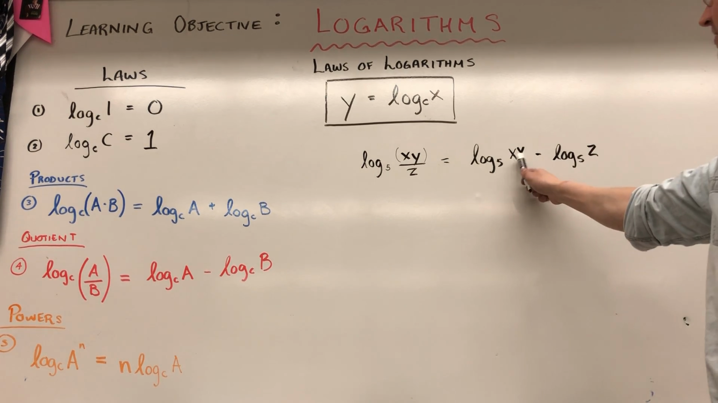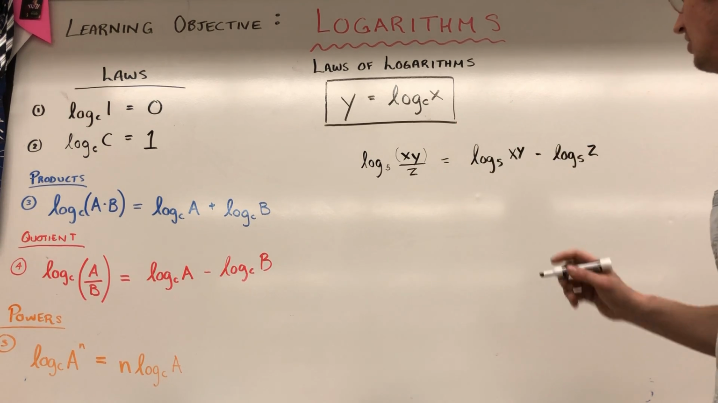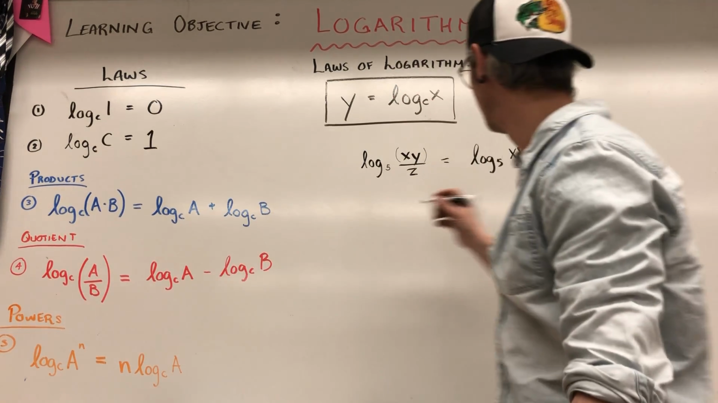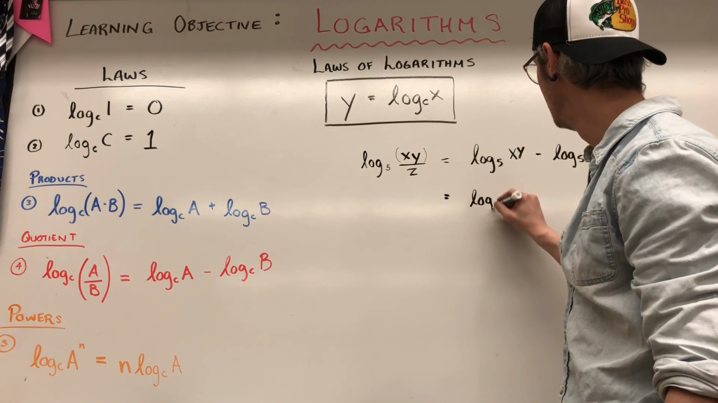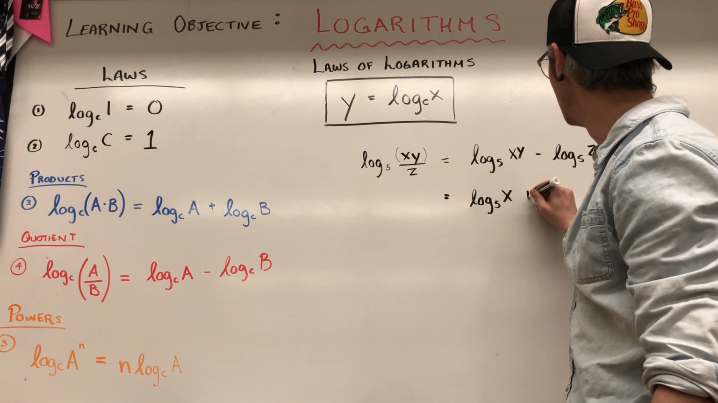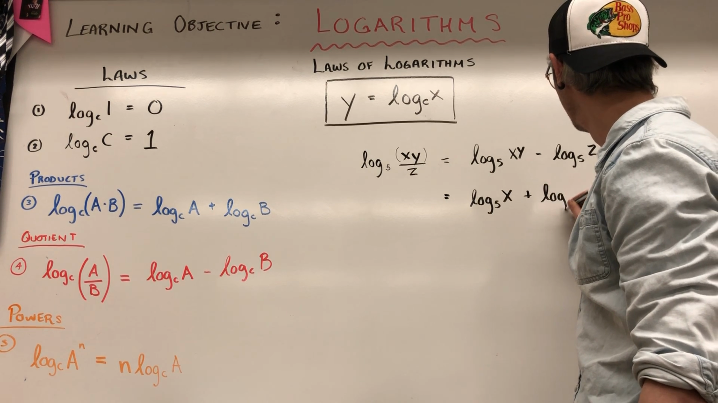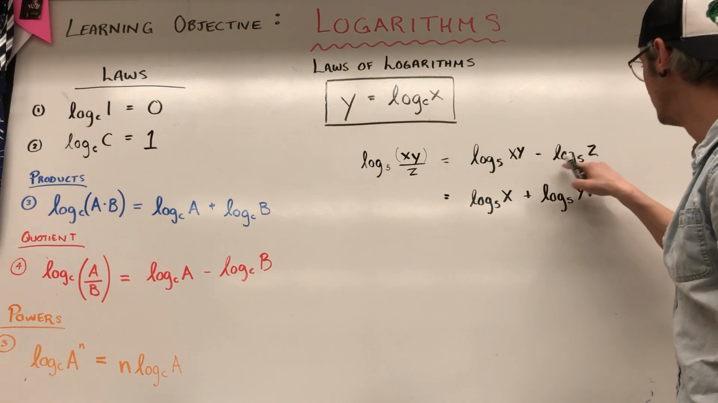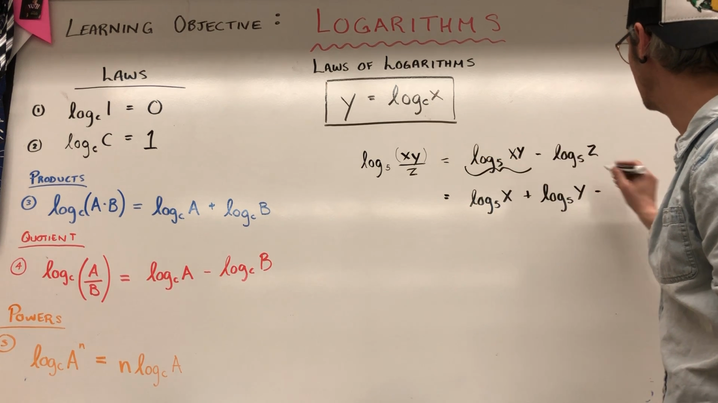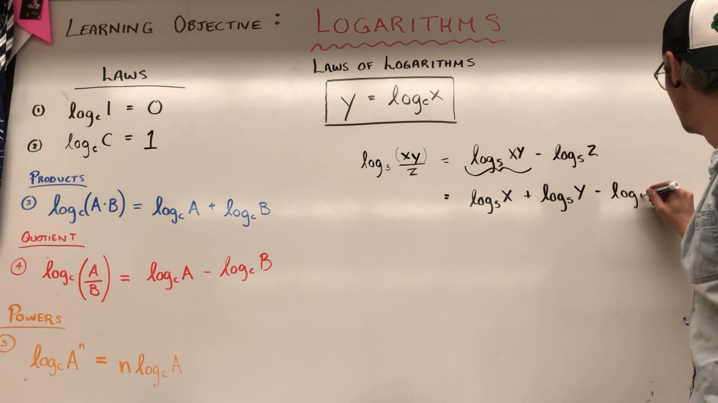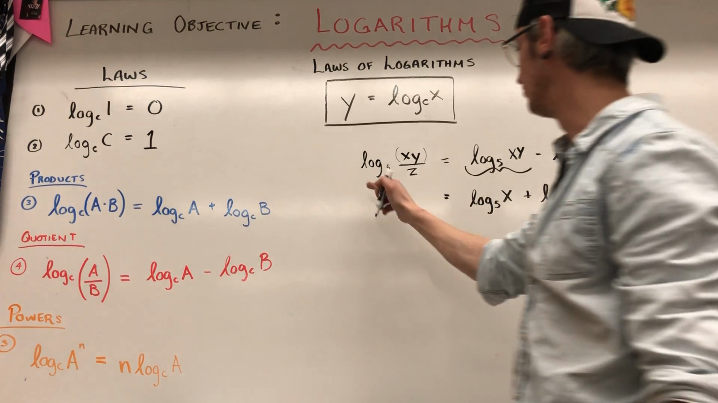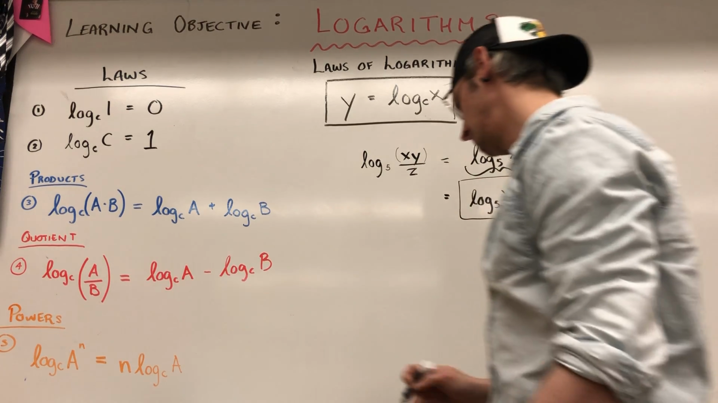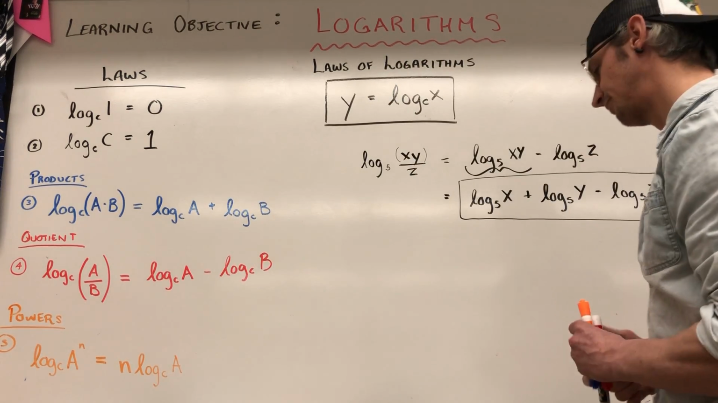Okay, but I still have these two here, and they want it individualized. So now I can deal with this one. And this, it's fairly straightforward. So this becomes log base 5 of x plus log base 5 of y minus whatever was left here, because all I was doing was treating this as one thing. Minus log base 5 of z. And now I have rewritten this as individual logarithms of x, y, and z. Okay?